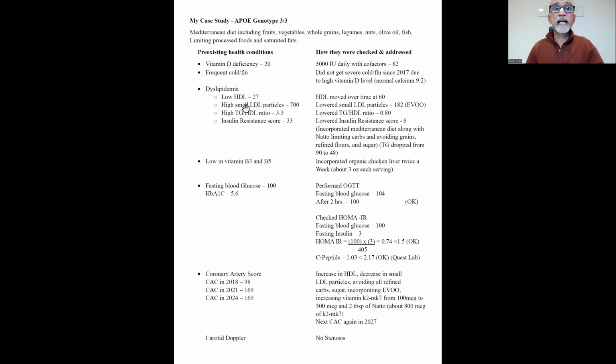Then my high small LDL particles were about 700. These are very atherogenic in nature, which I explained. And over time, by fixing my D, by avoiding carbs and grains and sugars, it dropped to 450. Then 450, beyond that, it wouldn't budge.